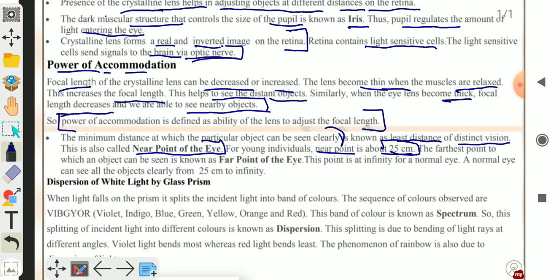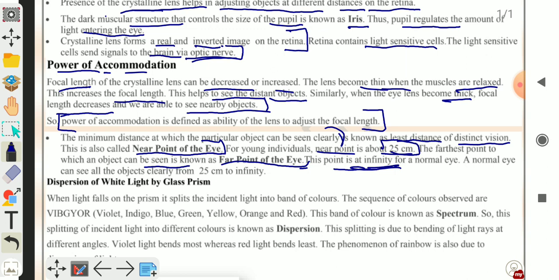The farthest point at which an object can be seen is known as far point of the eye. Farthest point means दूर वाला point which an object can be seen, जिस पर object clearly seen किया जा सकता है, is known as far point of the eye, and this point is at infinity. ये कहाँ पर है? Infinity. Infinity means the distance that can't be measured.